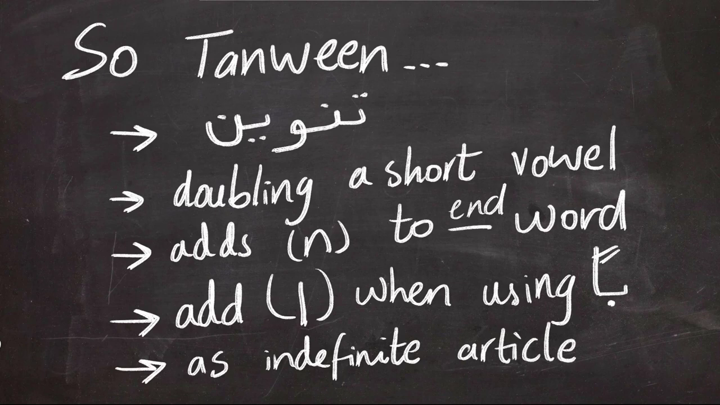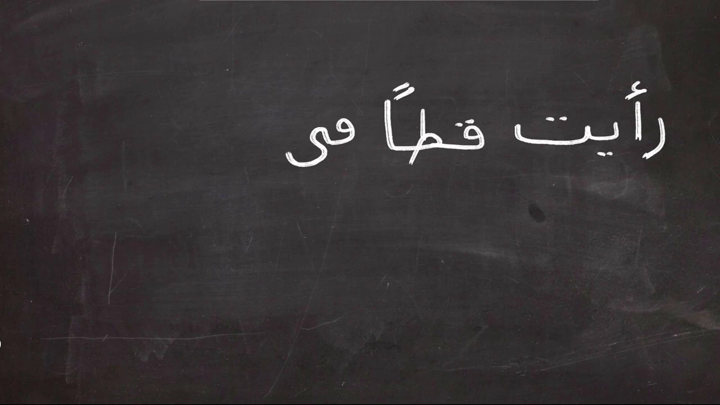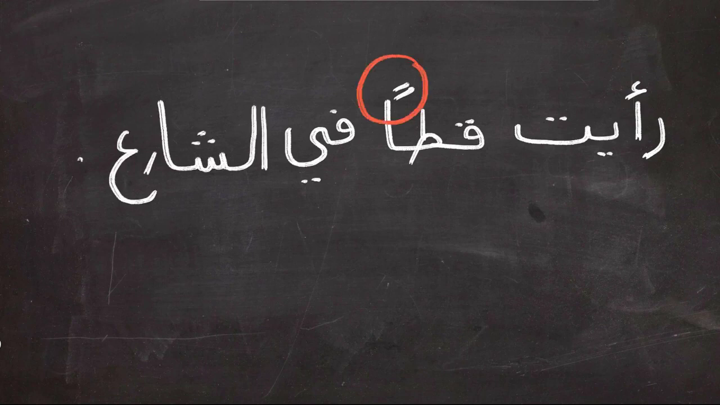Let's have an example to conclude this lesson. Now I'm going to give you a chance to try and read this sentence on your own before I pronounce it for you. Now I'm going to add the short vowels here for you. You should be able to pronounce it on your own.